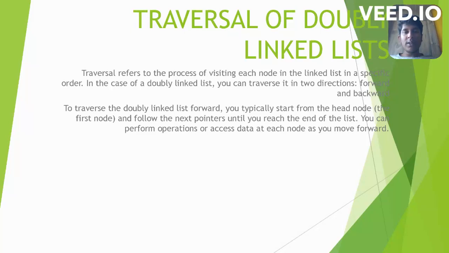To traverse the double linked list forward, you typically start from the head node, the front node, and follow the next pointer until you reach the end of the list. You can perform operations or access data at each node as you move forward.